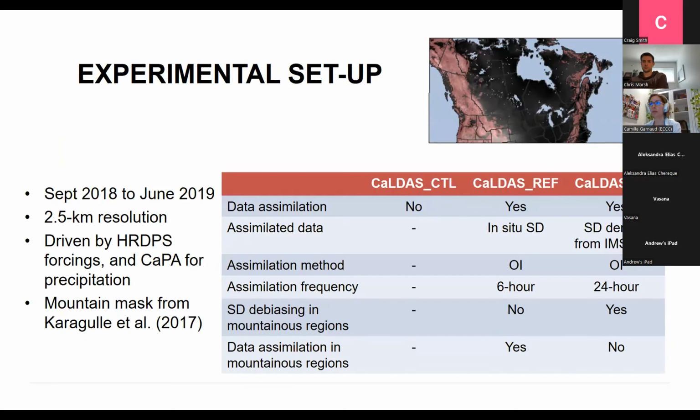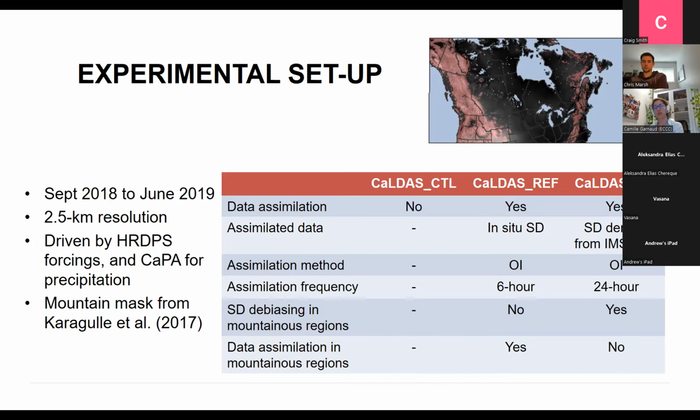So this is the experimental setup. Our domain is portrayed here with the mountain mask that we use in pink, so we don't assimilate anything in these areas. Our runs go from September 2018 to June 2019 at a 2.5 kilometer resolution. We force our model with the High Resolution Deterministic Prediction System from ECCC, and we use CaPA, the Canadian Precipitation Analysis, for precipitation.